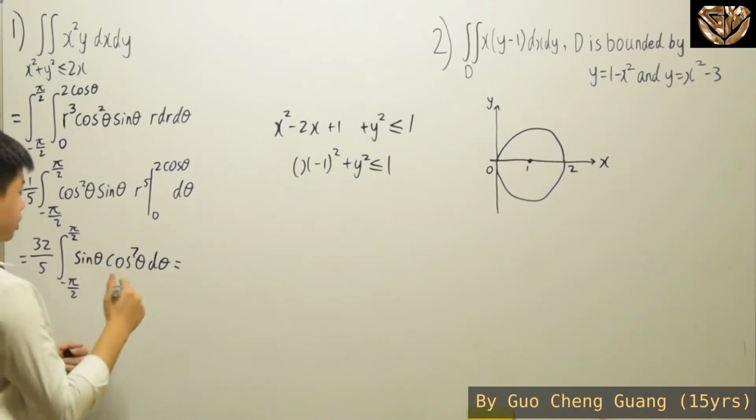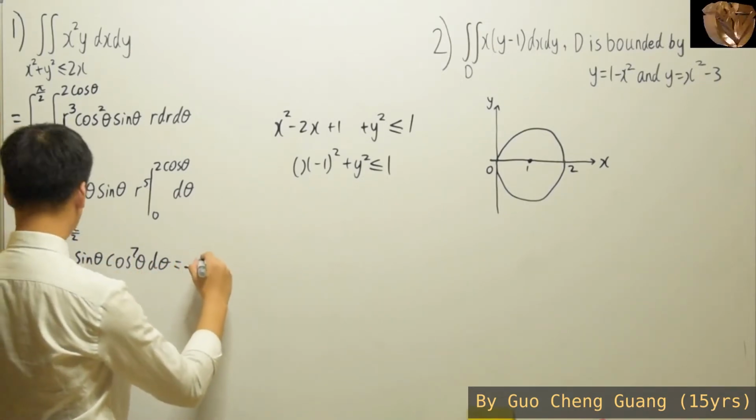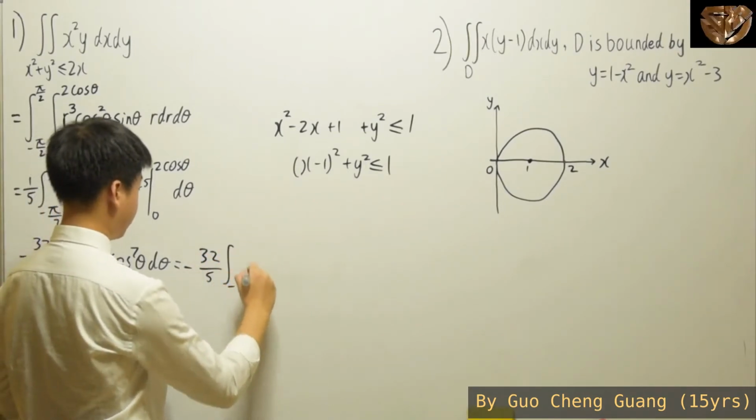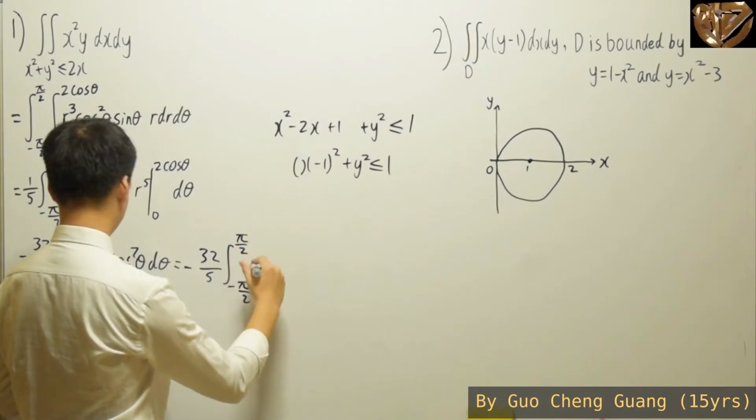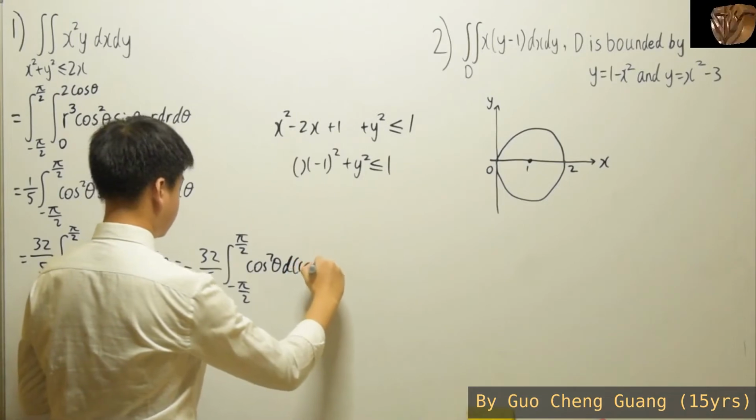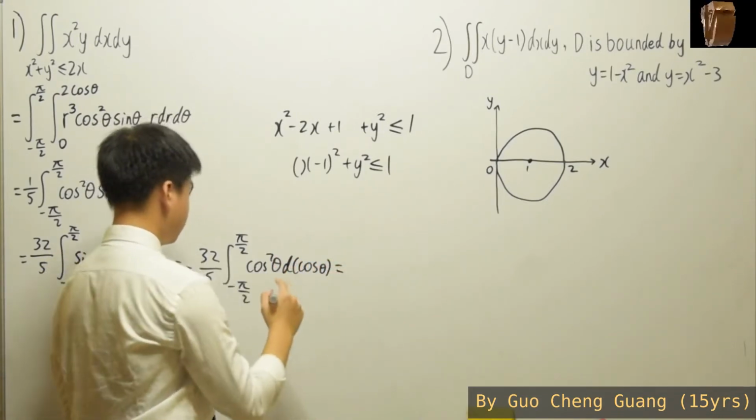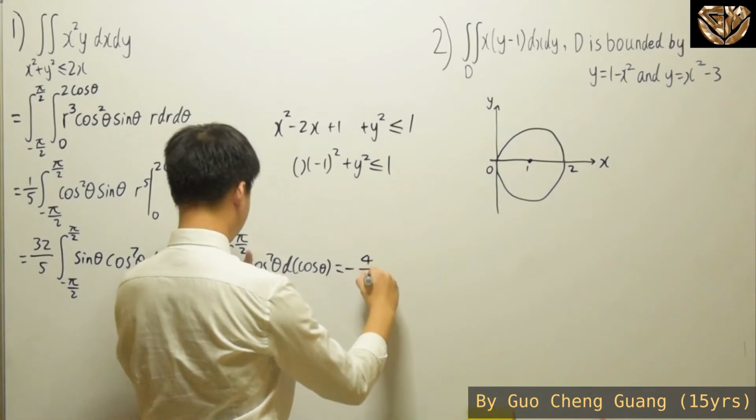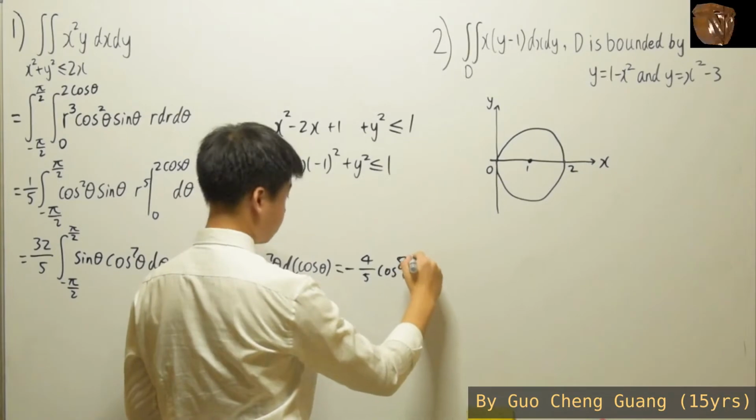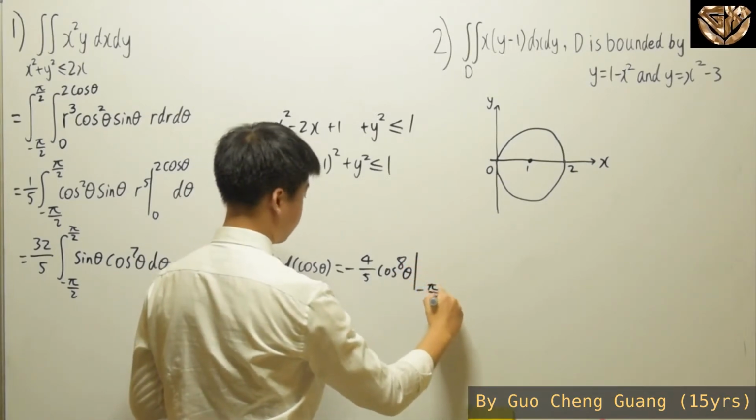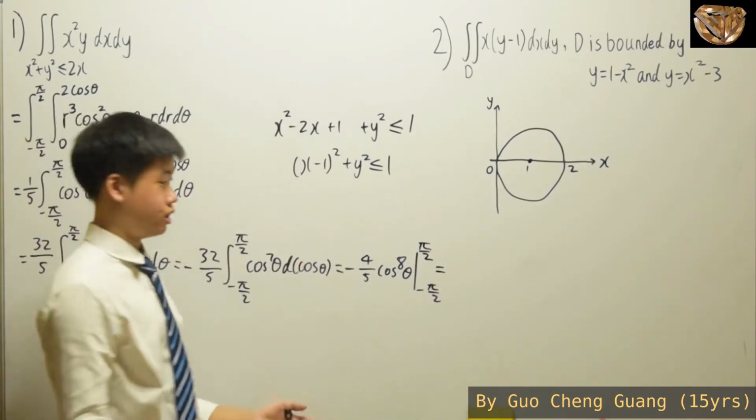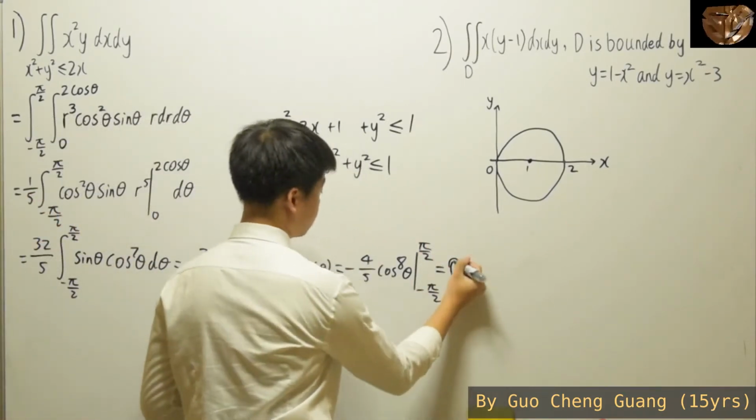And next, you're just going to put the sine inside your d theta, which you'll get negative 32 over 5, integrate from negative half pi to half pi, cosine to the power of 7 theta, d cosine theta. And then when you integrate this, you have negative 4 over 5, cosine to the power of 8 theta. Then substitute the values, negative half pi and half pi. So when sub in either of these values, you just get 0. So final answer for this question is a 0.